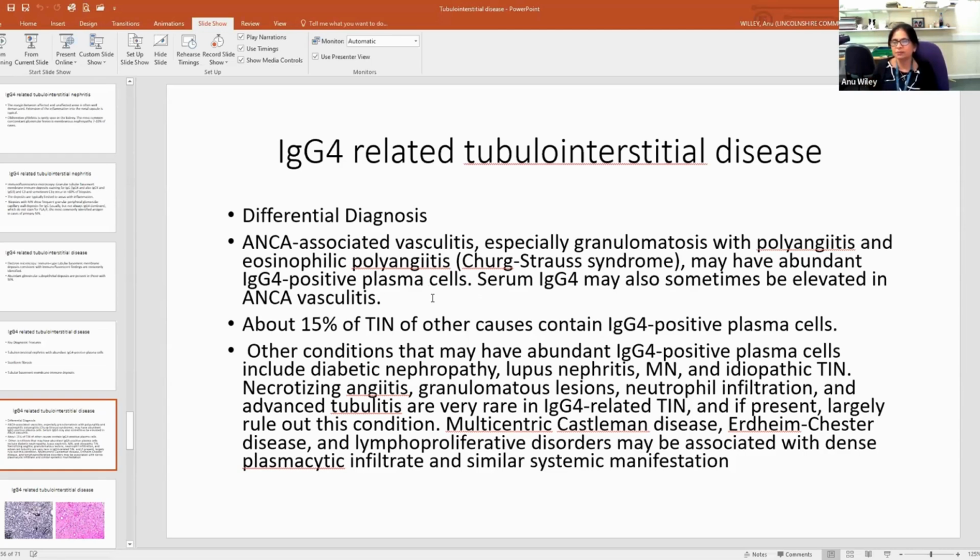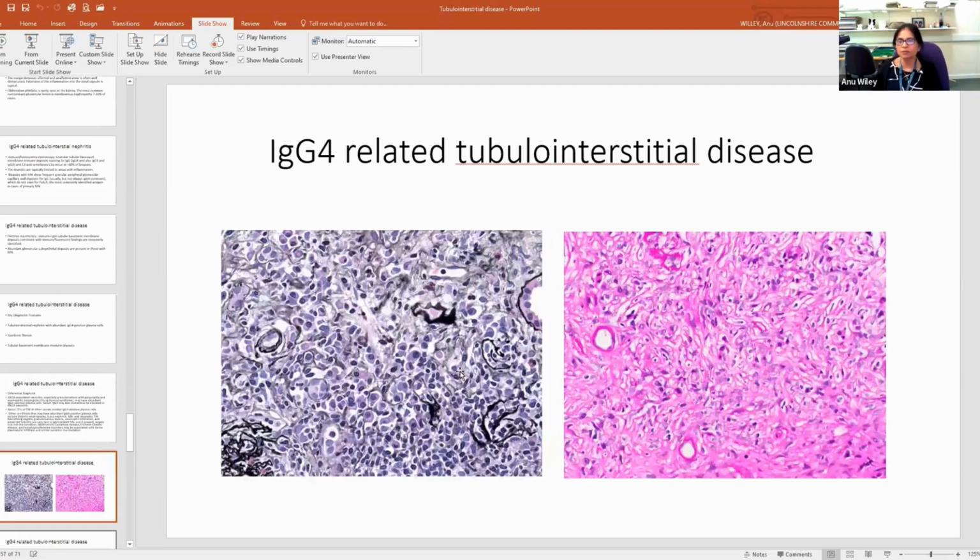The thing to remember is that the patient has got ANCA-associated vasculitis, so you will be seeing segmental fibrinoid necrosis and changes of vasculitis within the glomeruli. So again, if there are no glomeruli in the biopsy, you could misdiagnose it as something completely different. So it's very important to have an adequate renal biopsy to make a diagnosis. About 15% of TINs can have a small number of IgG4 positive plasma cells, but you have to have a certain number. There are a lot of other conditions which we are not going into in detail, but you have to keep that in mind.